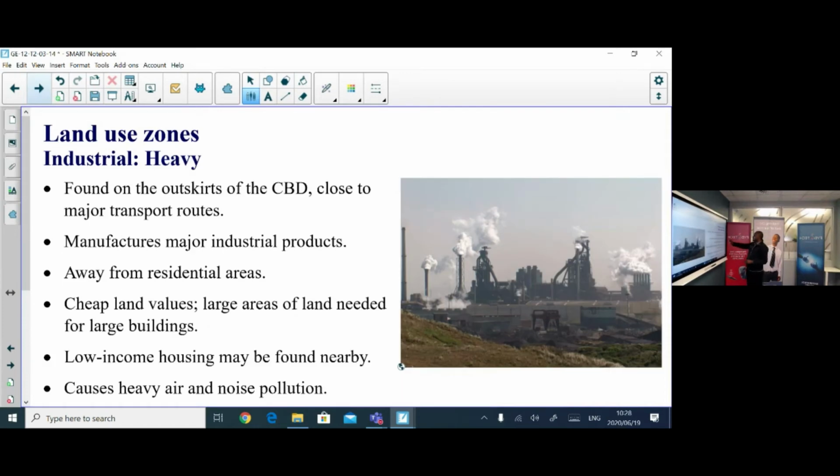Then heavy industry, this is usually outside the CBD. It is outside the CBD, close to major transport routes, and manufactures major industrial products. It is away from residential areas because they cause pollution, and this might present a health hazard to the people. Land use, land values: large areas of land are needed for large buildings, and low income housing may be found nearby. It causes heavy air and noise pollution. That's why it has to be away from residential areas.